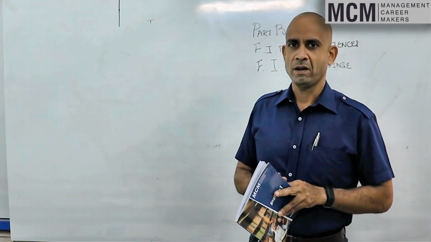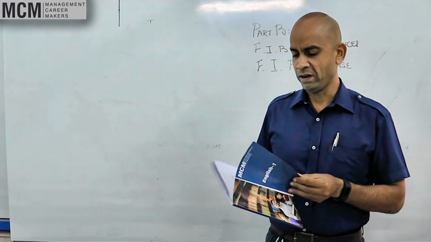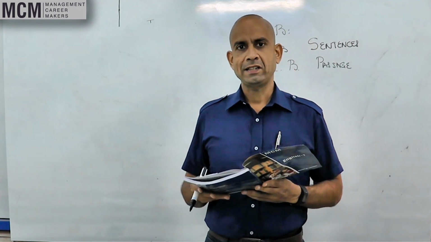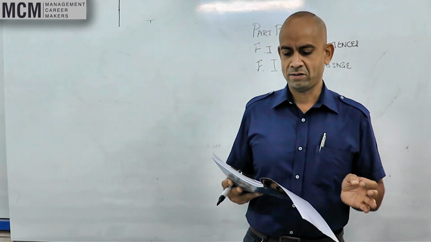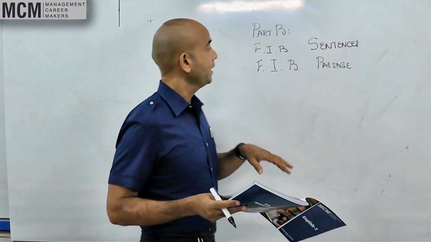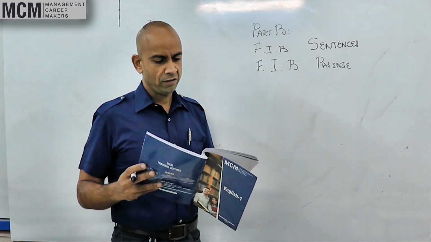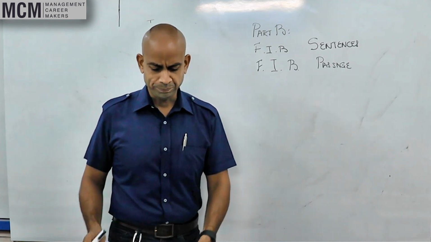Hello, good evening. We go to the second level of the English book, English 1. We're covering part B, essentially the questions, sentences and passages. Today we're going to do topic 6 and 7, fill the blank sentences and fill the blanks passages. Alright? We start off with page number 22.